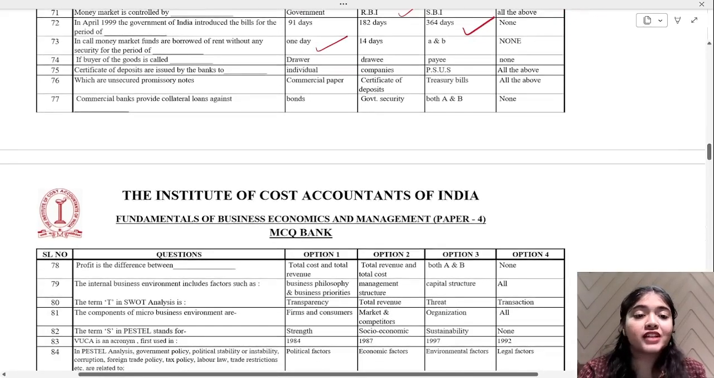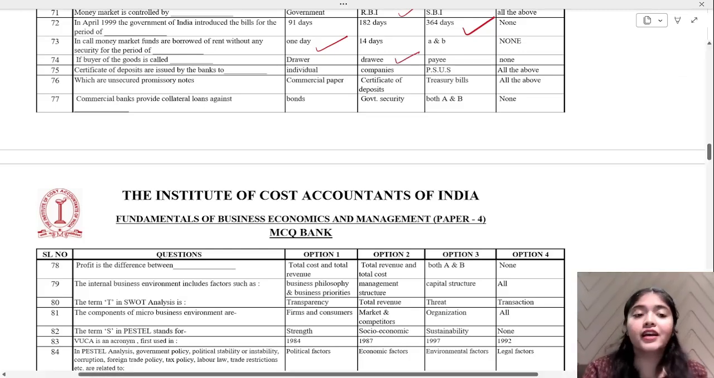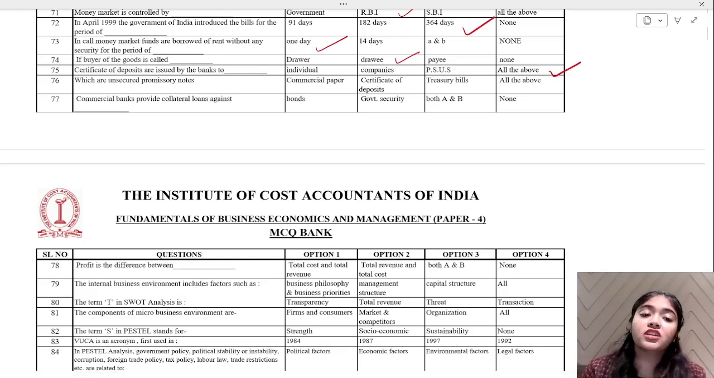Now we have your next one. The buyer of goods is called drawer, drawee, payee, or none. Yes, that is drawee because they are drawing the goods, buying, right? Certificates of deposit are issued by the banks to individuals, companies, PSUs, or all of the above. Yes, they issue the certificate of deposit to everyone. Everyone is depositing money, so they'll get it.